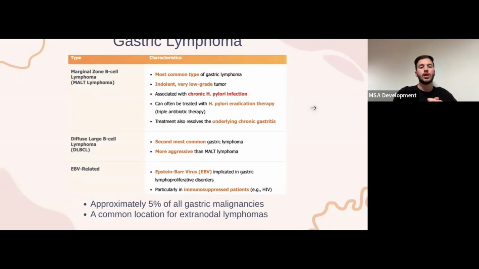Now, for the diffuse large B-cell lymphoma, it's the second most common. However, it's the most aggressive. It's more aggressive than the MALT lymphoma. Also, we have the EBV related, particularly in immunocompromised patients like those who are having HIV or AIDS. And the gastric lymphoma makes up around 5% of the gastric malignancies.